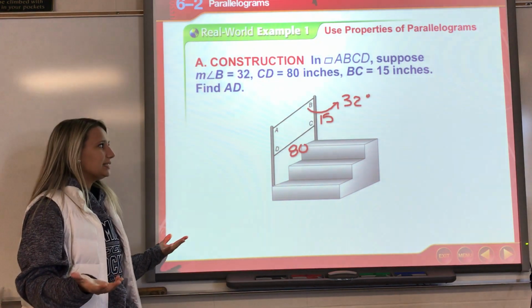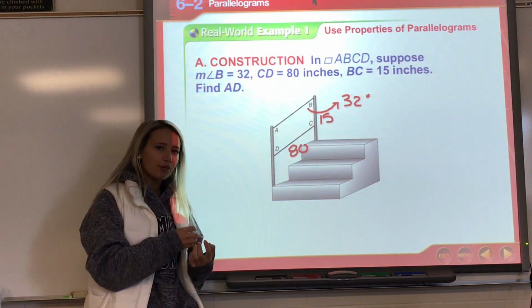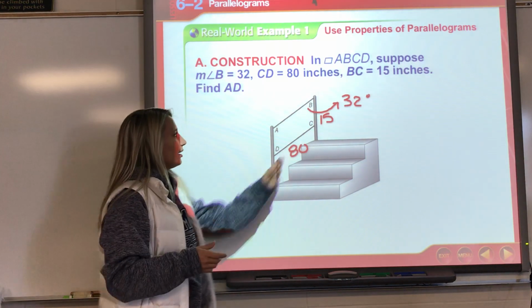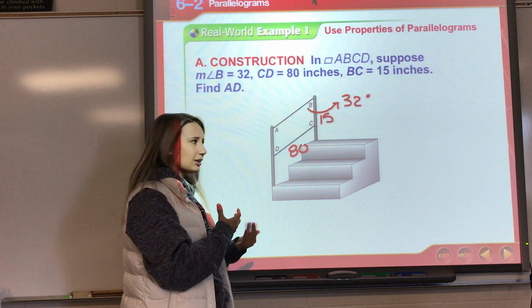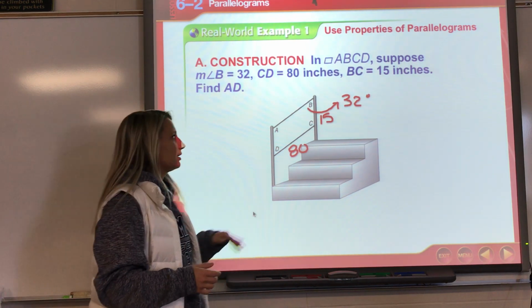Okay, if I have to find AD, what do I know? This is where I pull from those properties that we talked about. If BC is 15, well, its opposite side is congruent, so AD would also be 15, right?